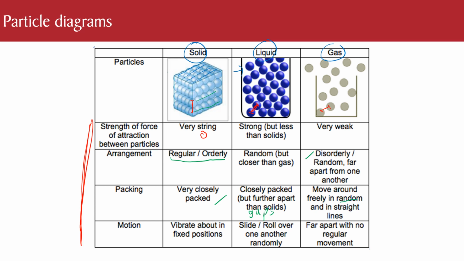Motion. What we've got for motion is they vibrate in a fixed position. So pretty much what's happening is one of those particles there is just shaking on the spot. In a liquid, they slide or roll over each other randomly. And the motion in a gas is they're far apart, no regular movement, and they are moving very fast.